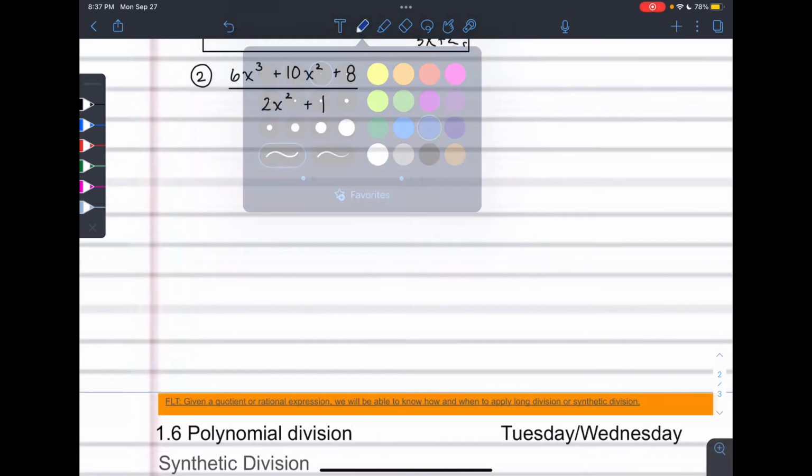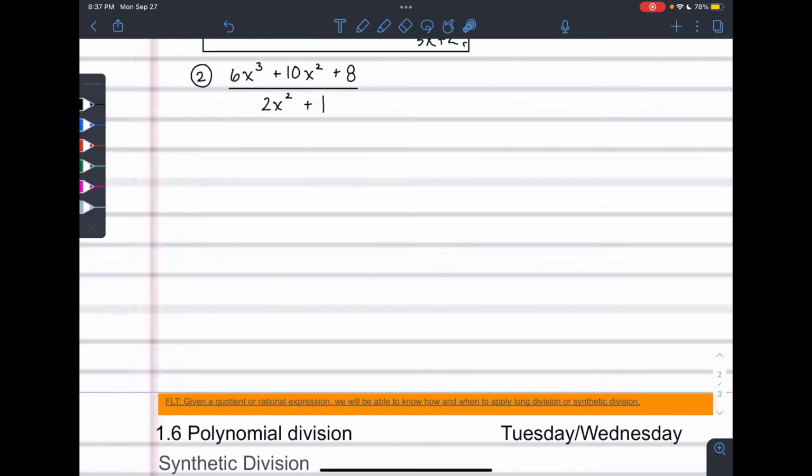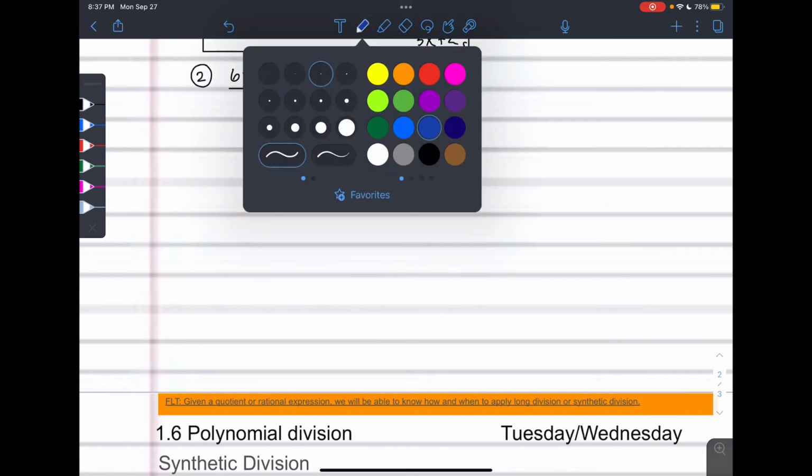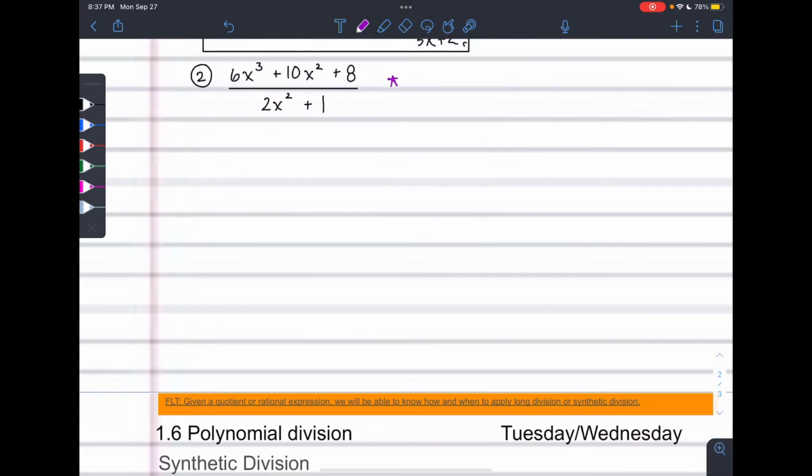All right, number 2 is a special type of problem. Notice here that we have what you might call a missing term. If you look at 6x cubed plus 10x squared plus 8, we are missing an x term. Same thing with 2x squared plus 1. We are also missing an x term there. So whenever we see a gap, you want to include a placeholder.